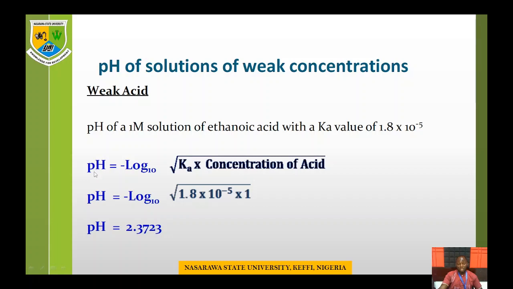So pH equals the negative logarithm to base 10 of the square root of the equilibrium constant of the acid, that is the ethanoic acid, multiplied by the concentration of the acid, and all of these are given in the question. So pH equals negative log to base 10 of 1.8 times 10 to the minus 5, which is given here, multiplied by 1. 1 is the concentration, 1 molar concentration of ethanoic acid. So the pH will be 2.3723.